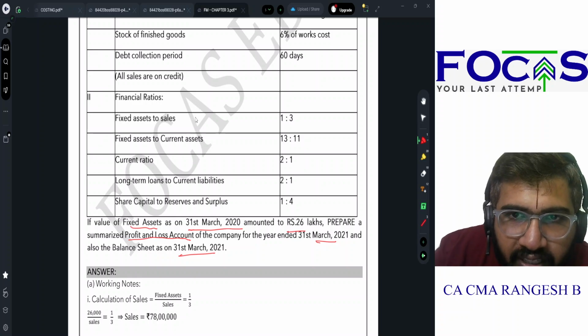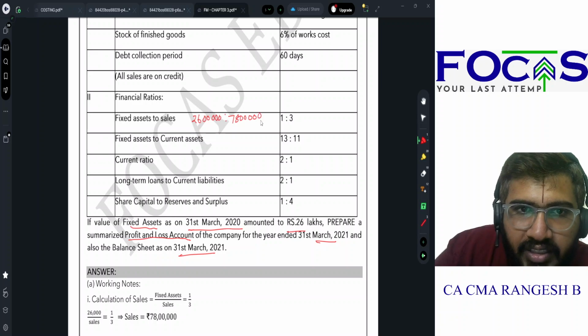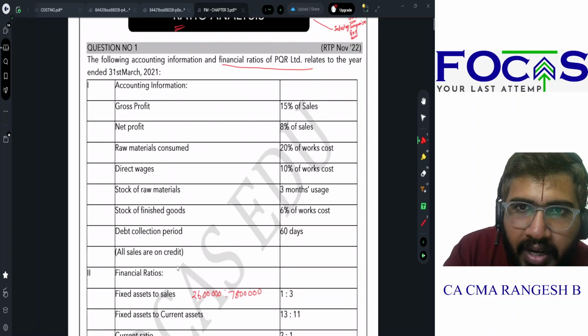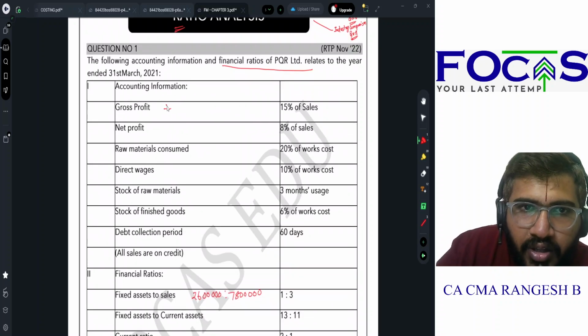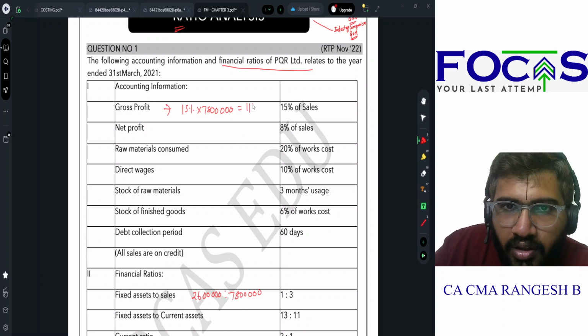Very simple. So fixed assets is 26 lakhs. Fixed assets to sales is 1:3. So how much should sales be? It should be 78 lakhs. Correct? So my sales is 78 lakhs. If I calculate this, I can quickly calculate all the rest. Gross profit is how much? 15% of 78 lakhs. So how much will that come to? It will come up to 11,70,000 if I am not wrong.